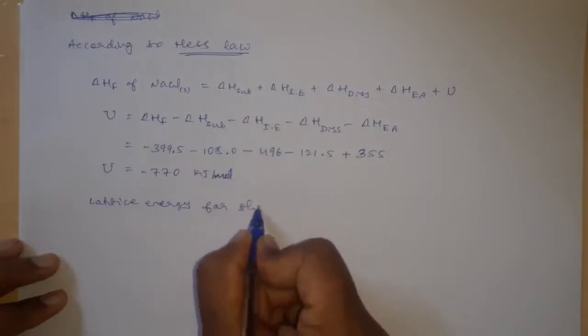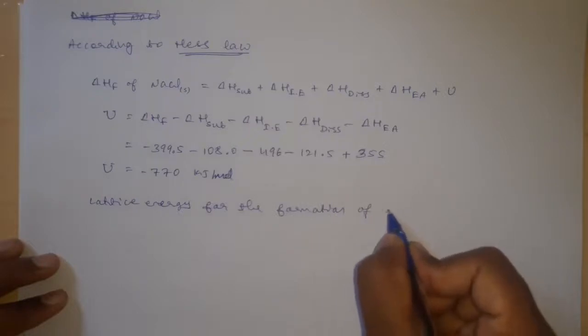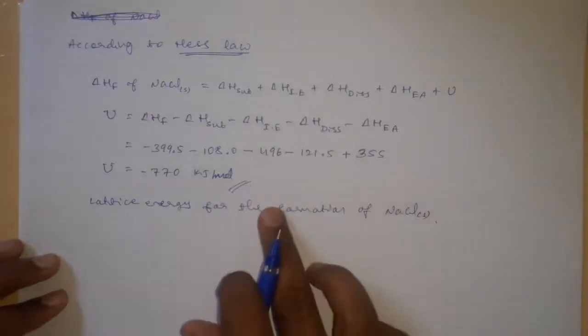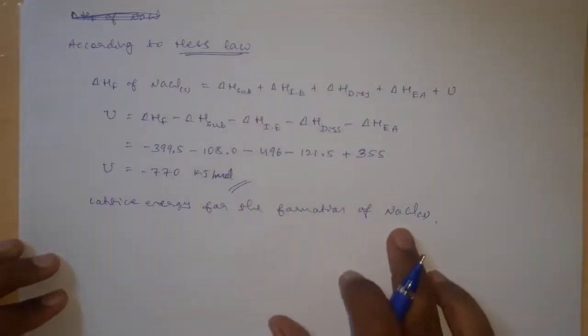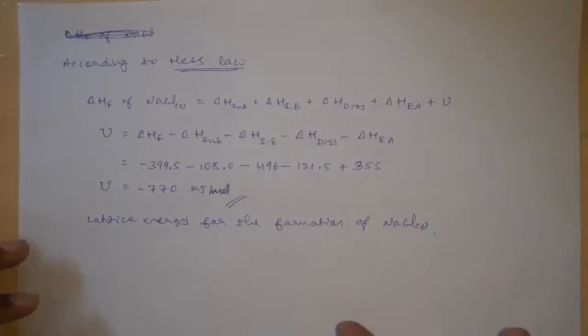for the formation of solid sodium chloride crystal. This is the lattice energy for the formation of solid sodium chloride crystal calculated using the Born-Haber cycle.